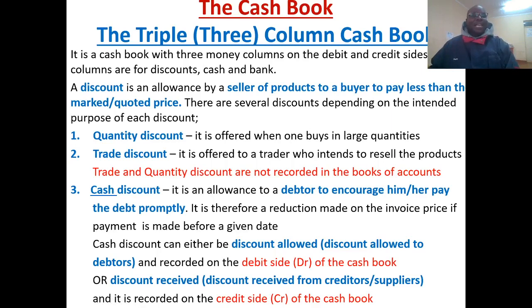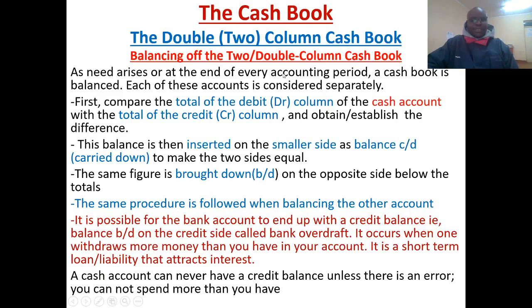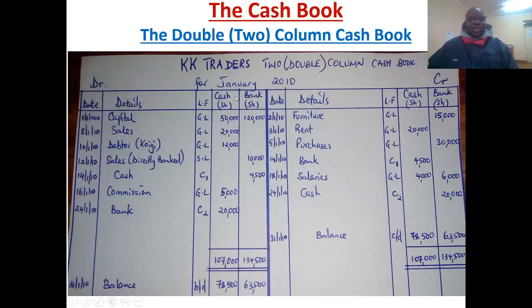It has 3 money columns on either side, that is the debit side and credit side. And these columns represent discount, cash, and bank. Coming back to the 2-column cash book, we have 2 columns. Here we have an additional column for discount, and an additional column here for discount, between the ledger folio and cash column. And still we have the ledger folio on both sides. So we insert a column here and a column here.